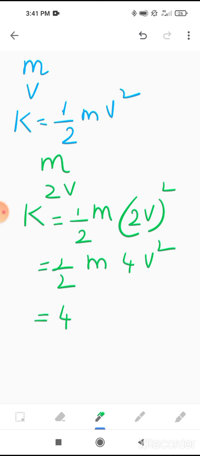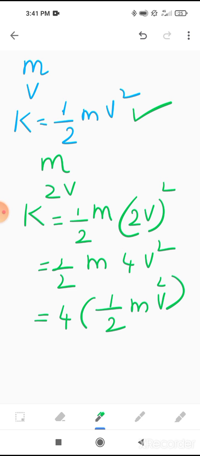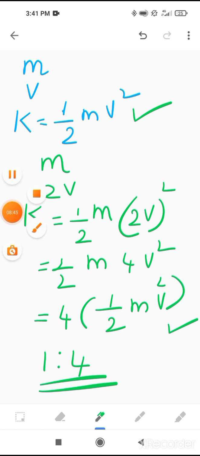Take 4 outside the bracket, then the remaining is half mv square. So you got the kinetic energy of the first body here and the second body. Find out the ratio of these two. You will get it as 1:4. Question number 7 you can do by yourself. The same type of question was explained earlier.